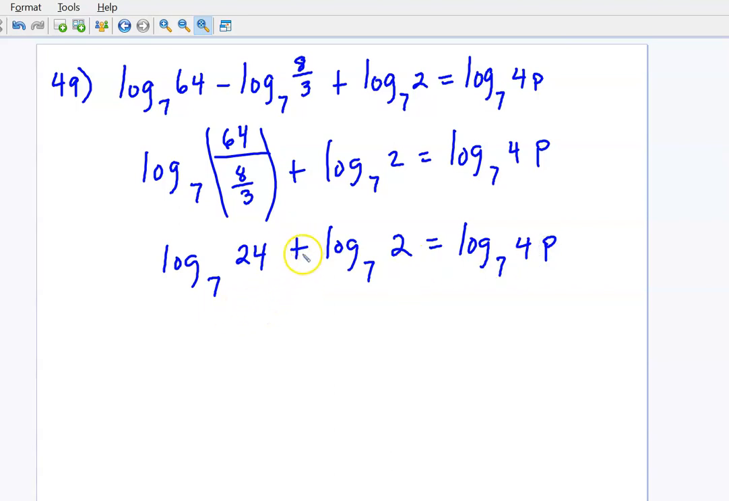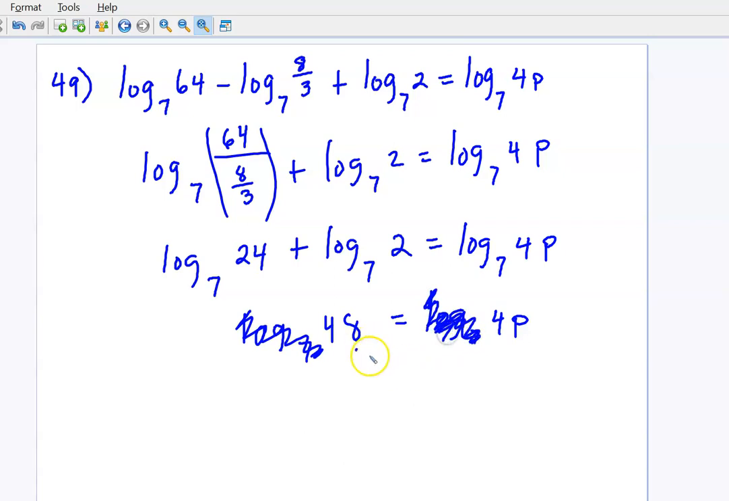Now I can use the product property. These two logs that are being added can be joined together as a single log using multiplication. So that's log base 7, 48. So I got log base 7, 48 on the left side, and I just brought down the log base 7, 4p on the right. Well, now we can once again utilize that log property of equality. So basically, single log on either side of the equation, they're the same base. So I can mark these out and it becomes pretty simple. I'm going to solve for p, and looks like p is going to be 12.